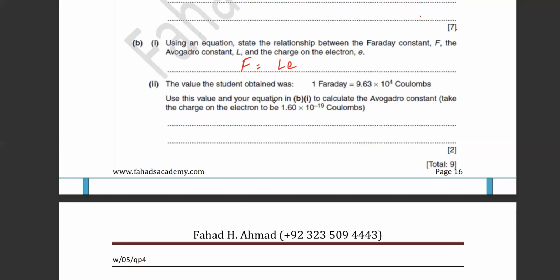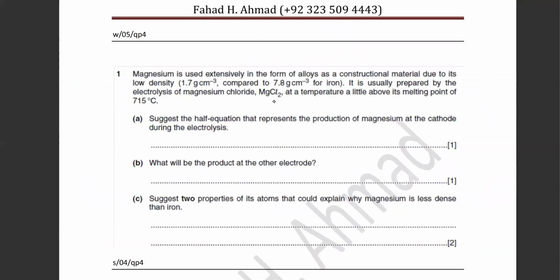He gave us the Faraday constant and he's saying that it's 9.60 times 10 to the power 4. So it's L times E, and he gave us the charge on the electron as well. So that's 1.6 times 10 to the power minus 19. So all you've got to do is find L, that's it. So you can pretty much do that on your own.